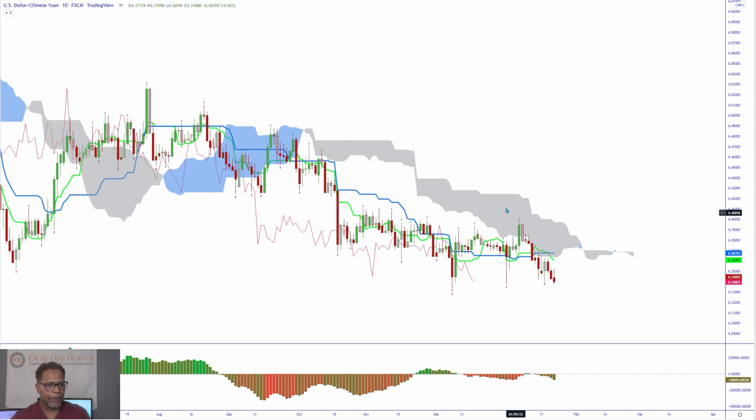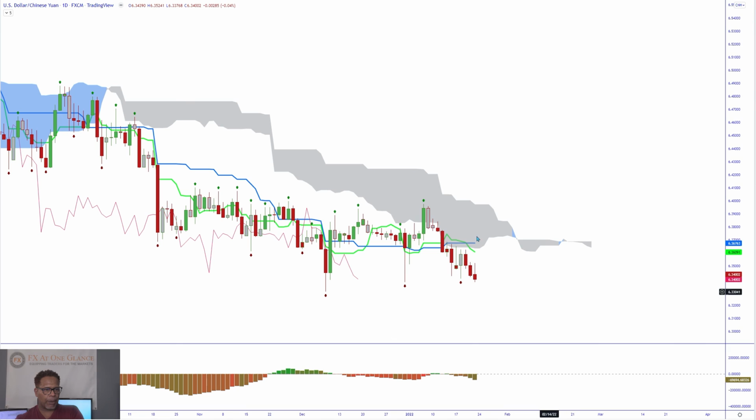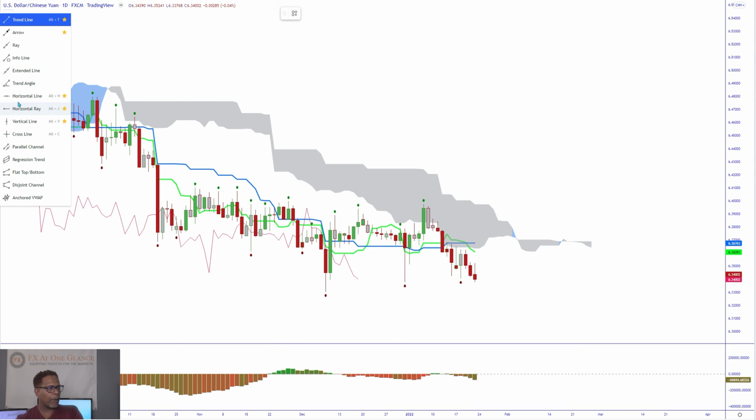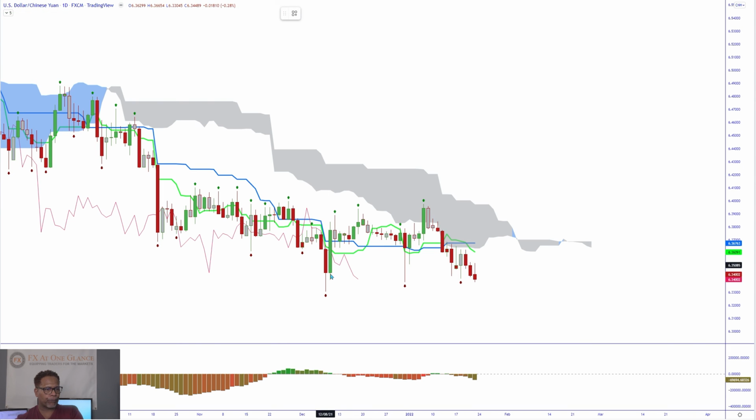The yuan is very bearish. TK crossover is bearish. The cloud is thin, so this may be a flat level for us. Let me mark this. And it'll be a zone, big zone.